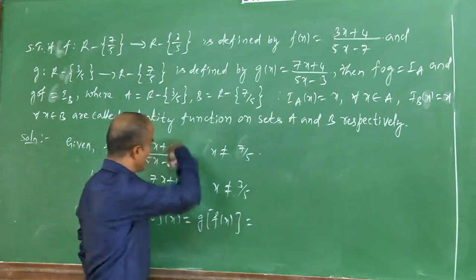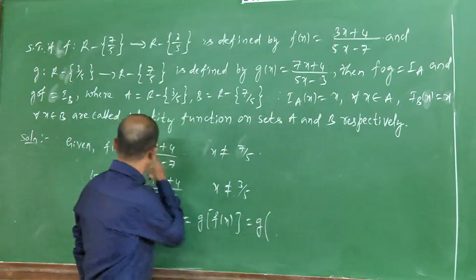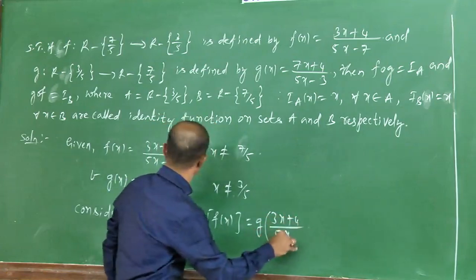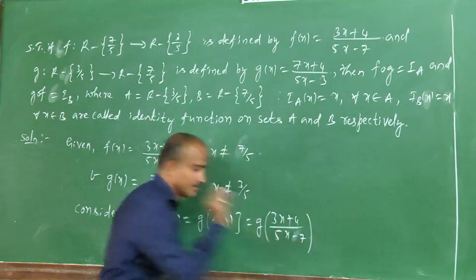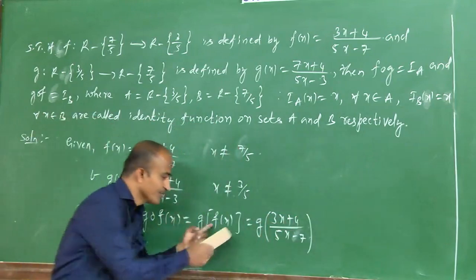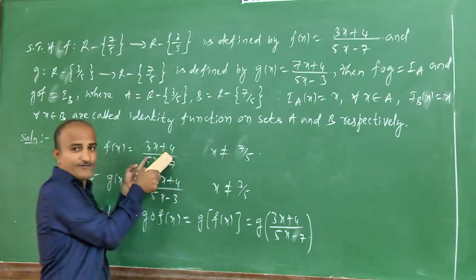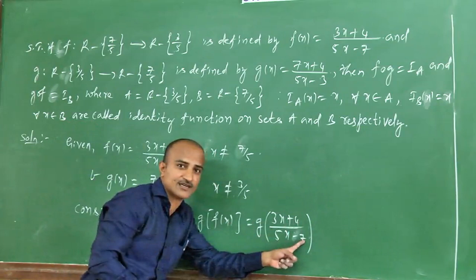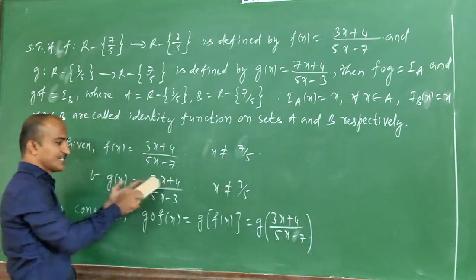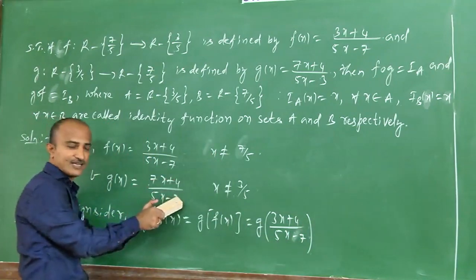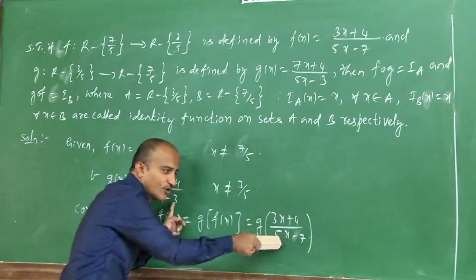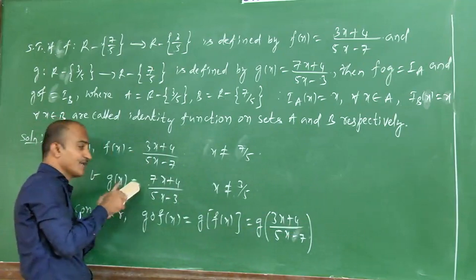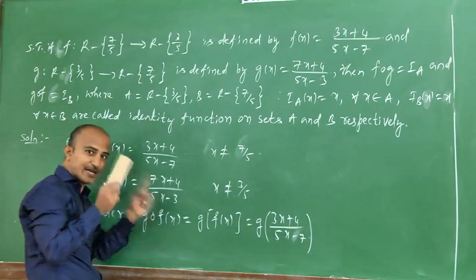What is f of x? They have given it. Replace f of x by (3x plus 4) by (5x minus 7). Now we have replaced f of x by the given function. We need to find g of (3x plus 4) by (5x minus 7). But they have given g of x, where g of x is (7x plus 4) by (5x minus 3). Now to find this, consider the given definition of g, which is (7x plus 4) by (5x minus 3).